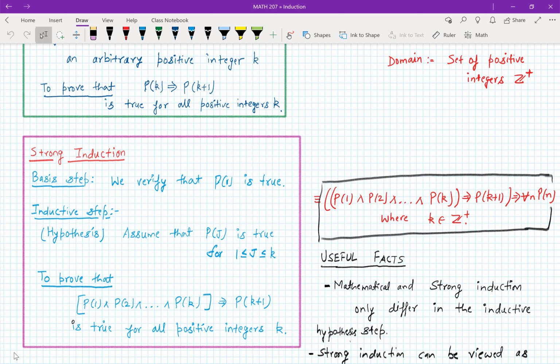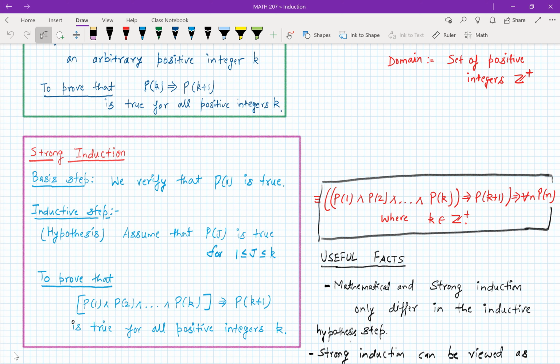Under this hypothesis, in my inductive step, I just have to prove that if P of 1 is true, P of 2 is true, and all the way up to P of k is true, then this implies P of k plus 1 is also true. Based on my rule of inference, I have the premises that P of 1 is true and P of 2 is true and all the way up to P of k is true, and if they imply P of k plus 1 is also true for a positive integer k, then I can conclude that for every n, the P of n statement is true, where n is a positive integer.